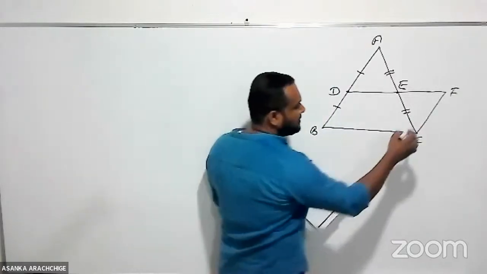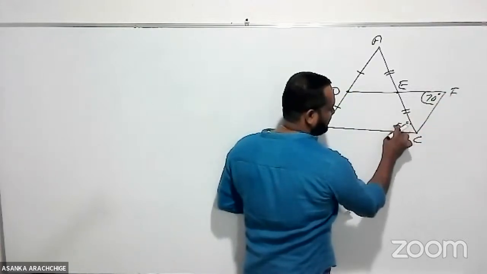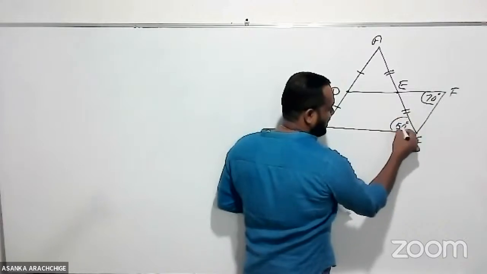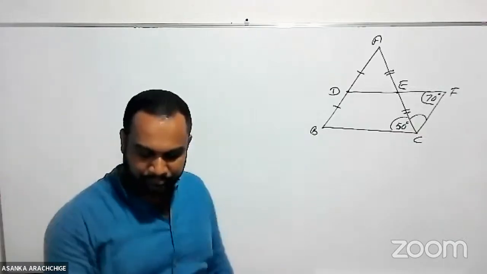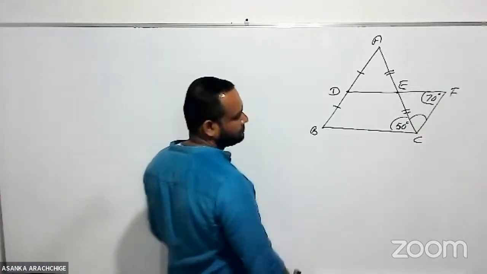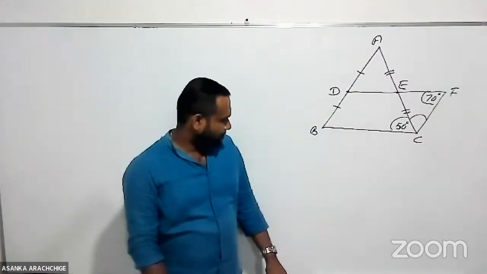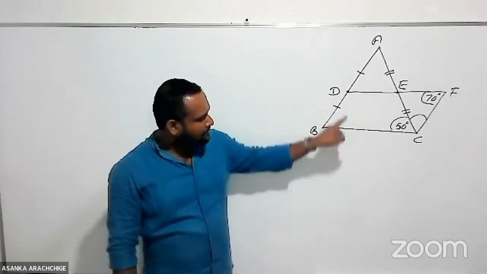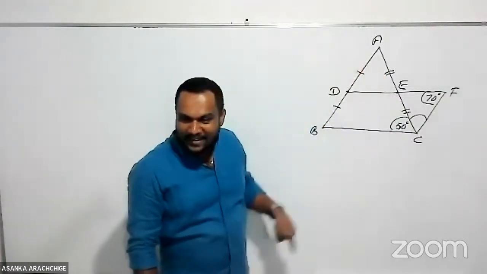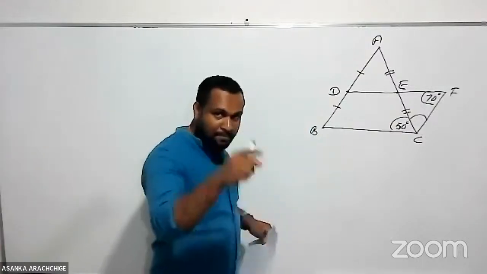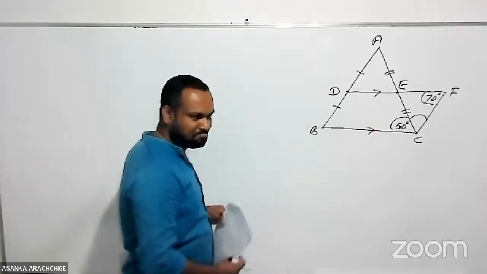In the diagram, we are given that this angle is 70 and this angle is 50. And we have to find the value of this angle. Solve. Now tell me, what is the importance of these 2 points being the midpoints of these 2 sides? According to the midpoint theorem, this line must be parallel to this line.